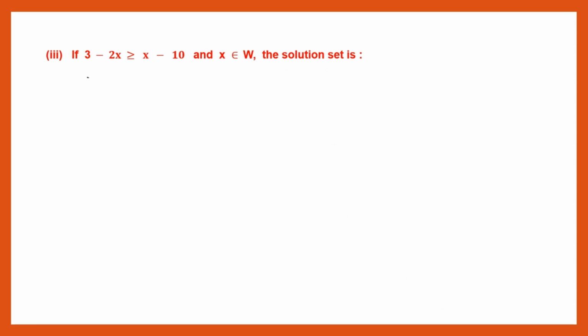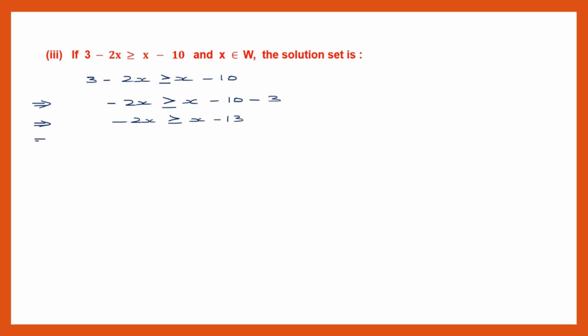Okay, so let's write this down. So this is 3 minus 2x is greater than or equal to x minus 10. So what we're going to do here is we're going to use the transposing method this time. So I'm going to leave minus 2x here, and this is greater than or equal to x minus 10, and I'm going to transpose this 3 which is on the other side, plus 3. I'm going to bring it here, it becomes minus 3. So now what do I have? I have minus 2x is greater than or equal to x minus 10 minus 3, which is minus 13.